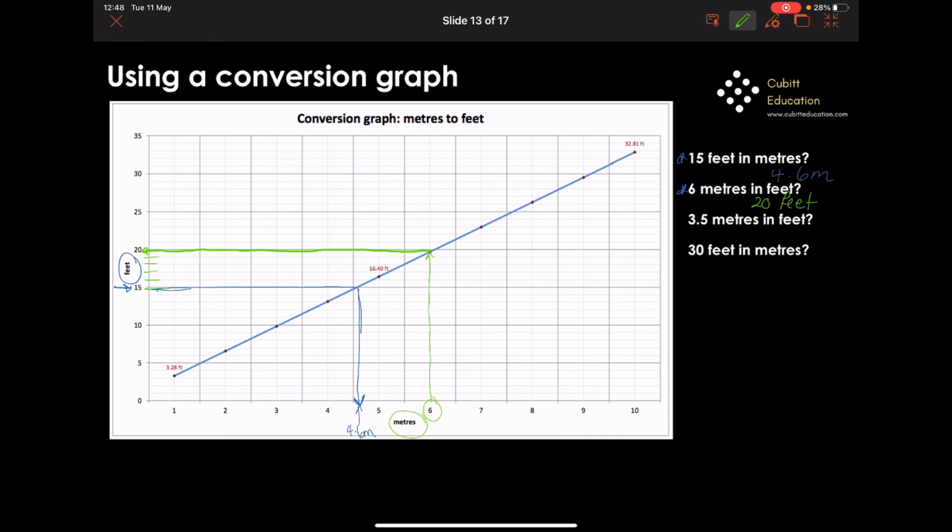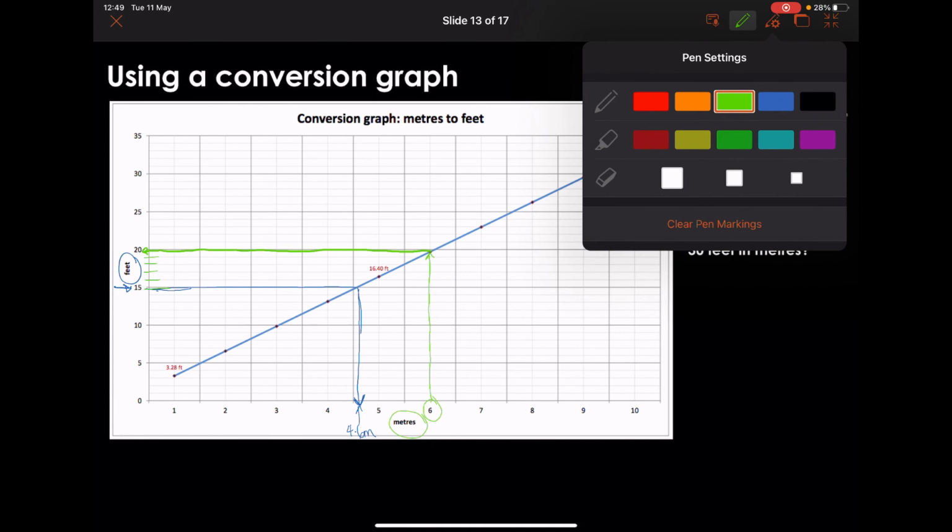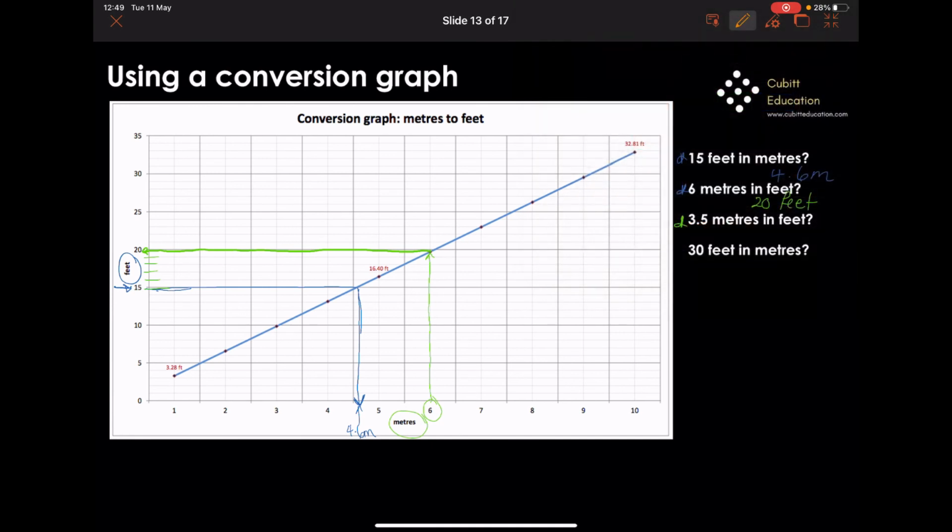Okay. Question 3, 3.5 meters in feet. 3.5 meters. So again, 3.5 is here, on the meters section. And we're going to go up. And here we can see that actually it is about halfway between those two lines. So this is 11, and this is 12. So that must be about 11.5. 11.5 feet.